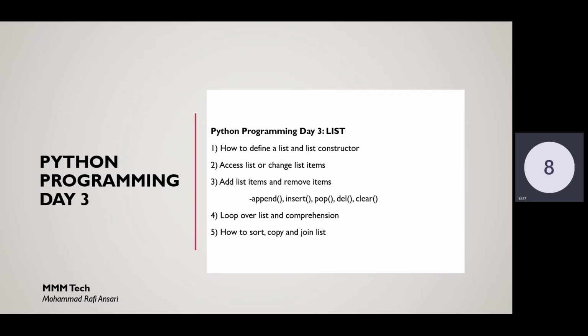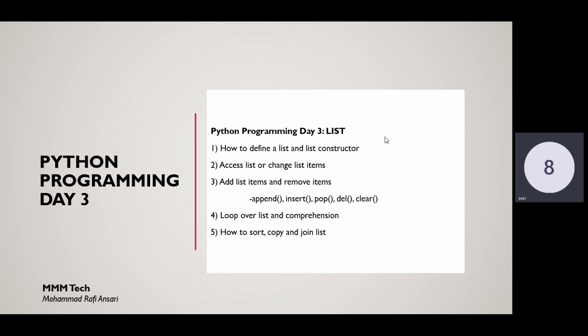There are different topics which we are going to cover for the list. First, how to define a list. Then what is the list constructor, how we can create a list through the list constructor, and access a list or change list items, add list items or remove items. These are the different methods we are going to cover, like append, insert, pop, delete, clear, loop over list, and comprehension, how to sort, copy, or join the list. So these are the topics we are covering today.